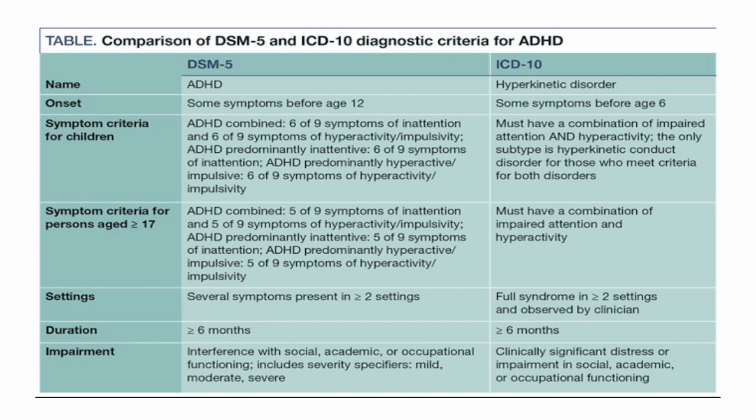ADHD combined: 5 of 9 symptoms. ADHD predominantly inattentive: 5 of 9 symptoms. ADHD predominantly hyperactive: 5 of 9 symptoms. Settings: several symptoms present in more than 2 settings. Full syndrome in more than 2 settings and observed by the clinician in ICD-10. Duration: greater than 6 months, and the duration is the same for ICD-10 as well. Impairment: interference with social, academic, or occupational functioning, with severity specified as mild, moderate, or severe; clinically significant distress or impairment in social, academic, and occupational functioning.